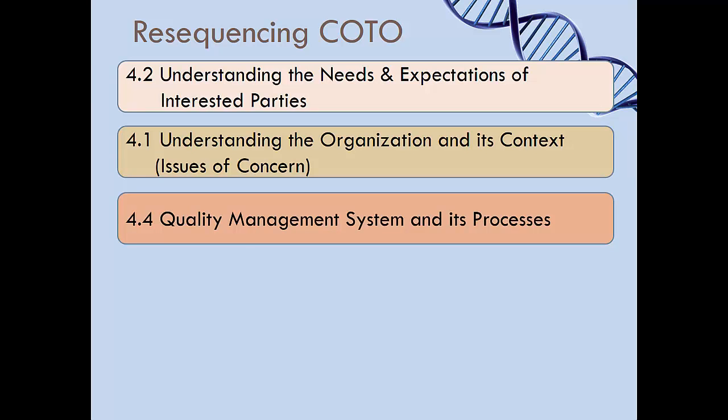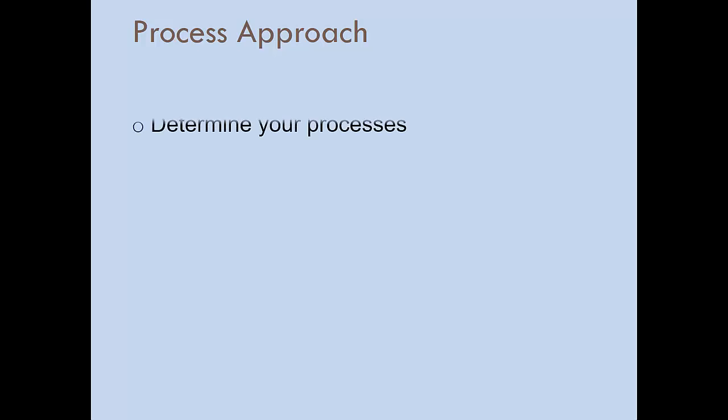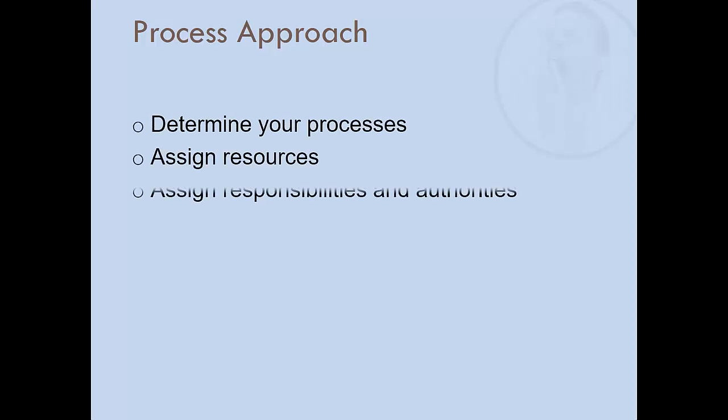So now we're going to address 4.4, quality management system and its processes. Now this clause is largely a rehash of the old clause 4.1 from ISO 9001-2000, so it's been around for a long time. It's been reworded. In some ways it's a little bit better, in other ways it's a little bit worse, but it is largely the same requirement.